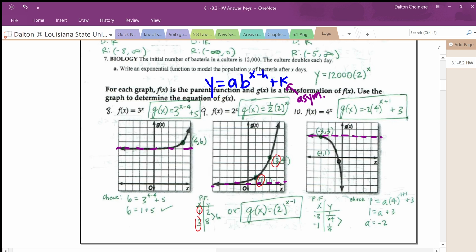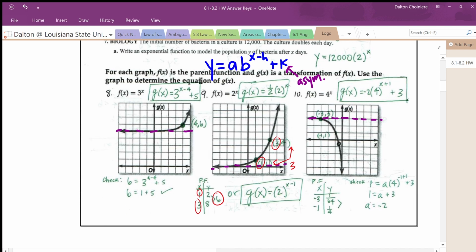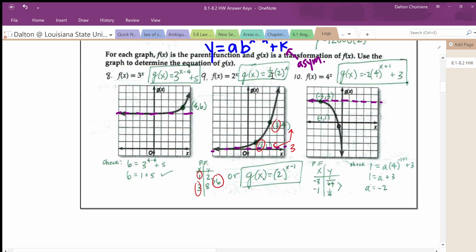Well, 1 and 4 are 3 apart. And notice in the transformed function, they're 6 apart, which means there could have been a dilation from the parent function to this transformed function of being divided by 1/2, which is why one of the answers is 1/2 times 2 to the x power. The other answer is 2 to the x minus 1 power. In short, these two equations are actually the same thing, even though there's a dilation in this one and there's a horizontal translation in this one.